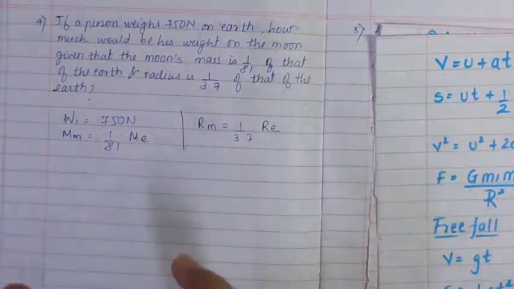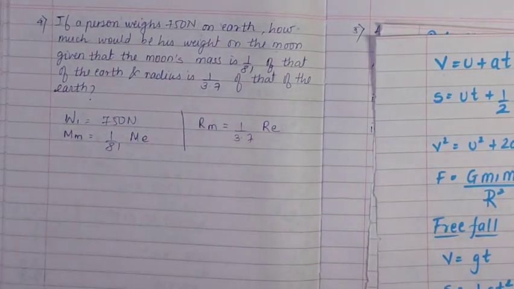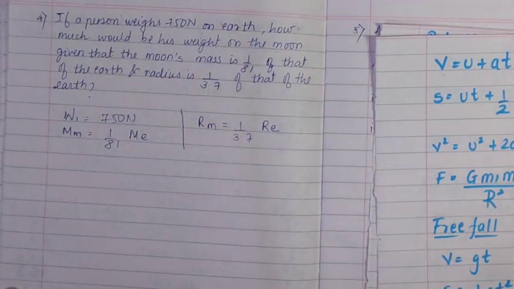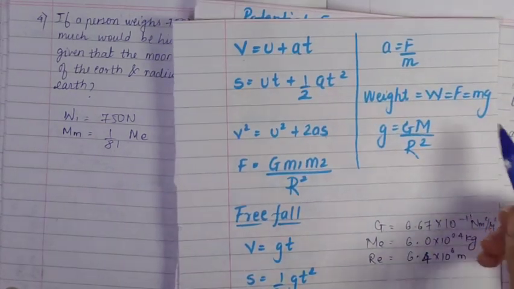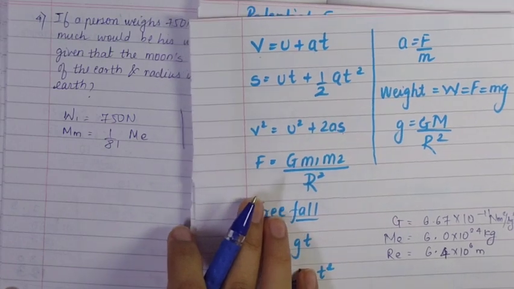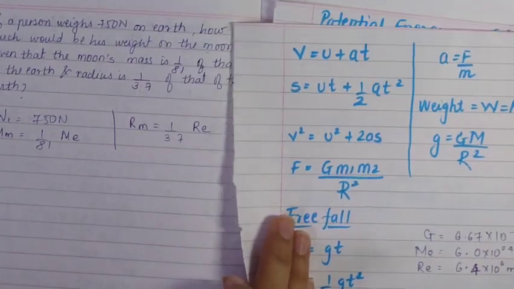So you have two equations with you. You have W1 also. So what do you need to find now? What would be the person's weight on the moon? Here we need to use the formula W is equal to F is equal to M into G. So using that formula, what can you do now? I'll just keep it here.